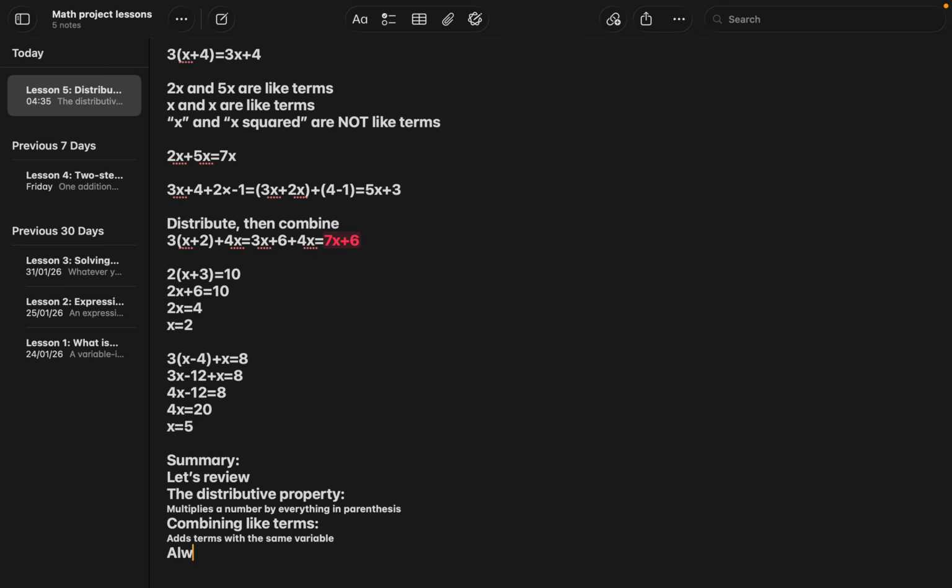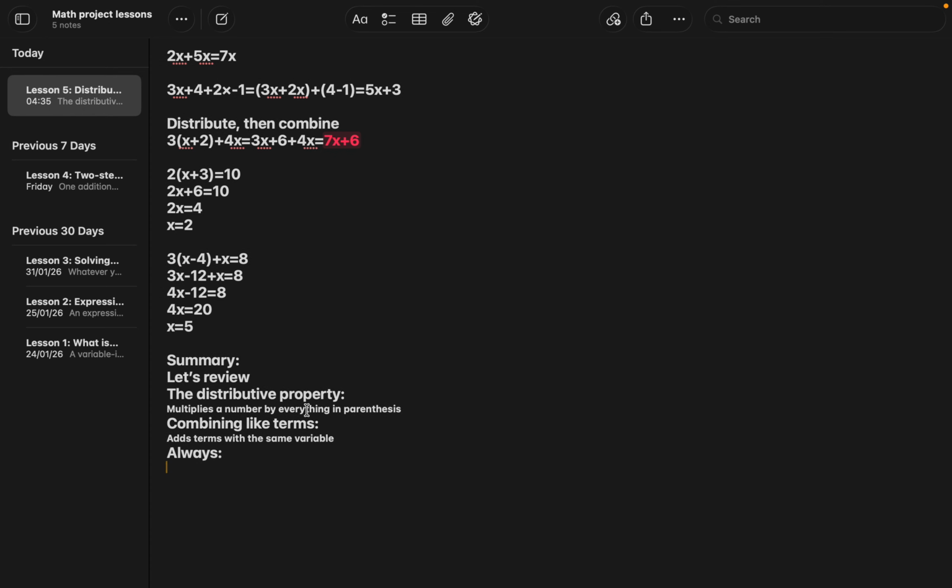So always, we have to distribute first, right? Distribute first, then combine like terms, and then solve the equation.